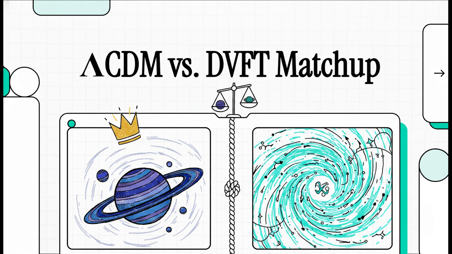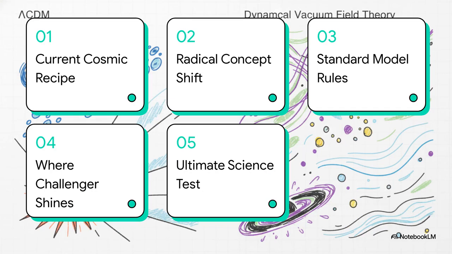Let's get into it. Here is our roadmap for today. We'll be covering the current cosmic recipe, a radical conceptual shift, why the standard model rules, where the challenger shines, and finally, the ultimate scientific test.